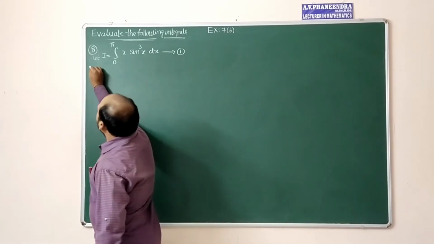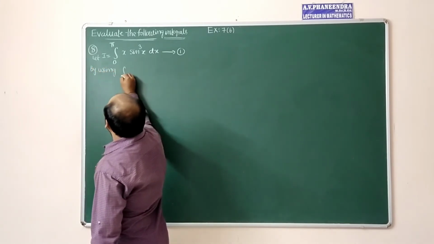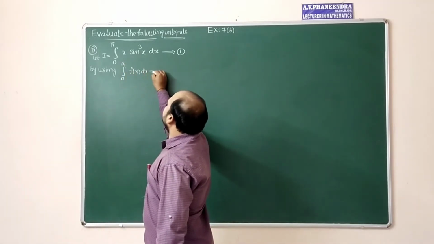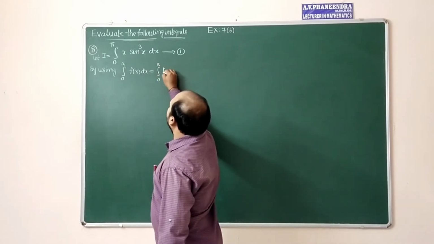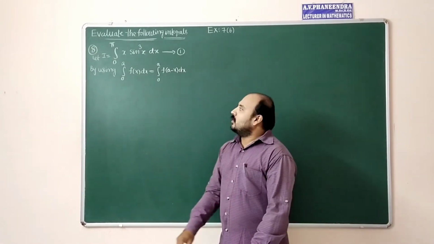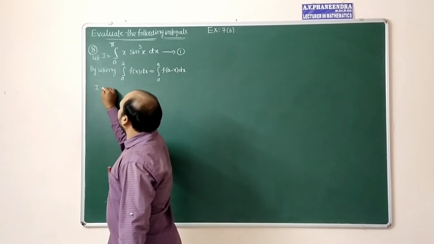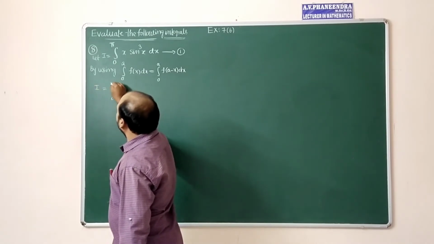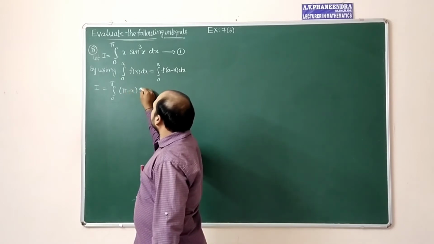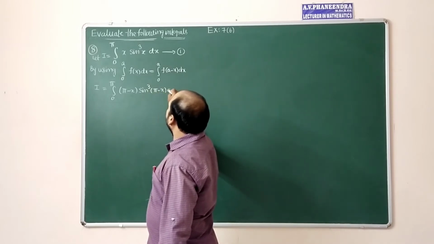So by using the property, integral 0 to a f of x into dx is equal to integral 0 to a f of a minus x into dx, wherever x is there, pi minus x you have to replace. So I equal to integral 0 to pi, pi minus x into sine cube of pi minus x into dx.